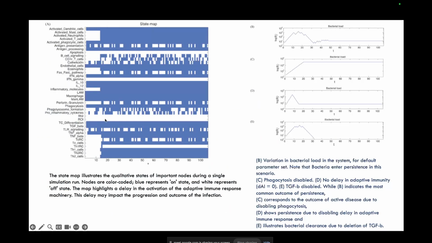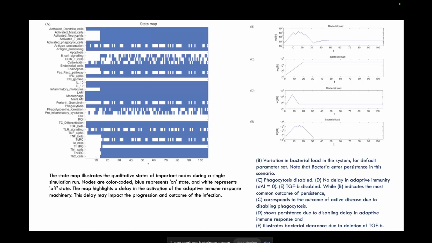This is a state map of the qualitative states of important nodes during a single simulation run. These are your nodes, which can be different cells. These are pathways also involved here, cytokine concentrations also involved here, and different cell types also involved here. It is representing the on state, which is basically the blue, and the white state, which is the off state.